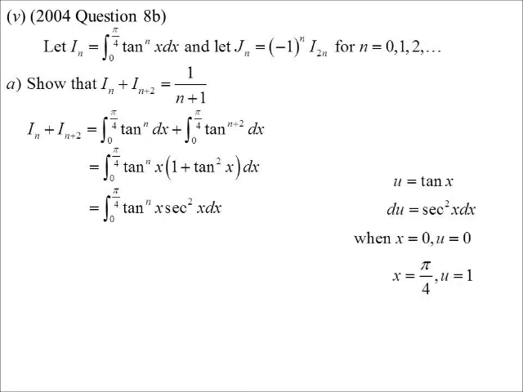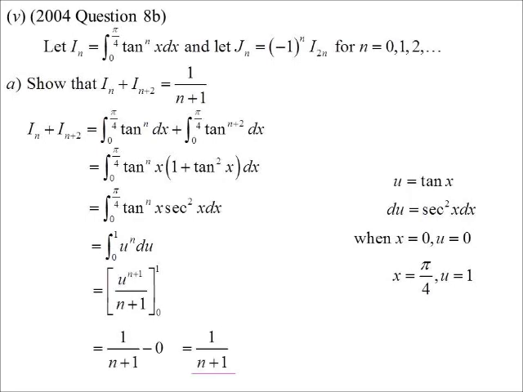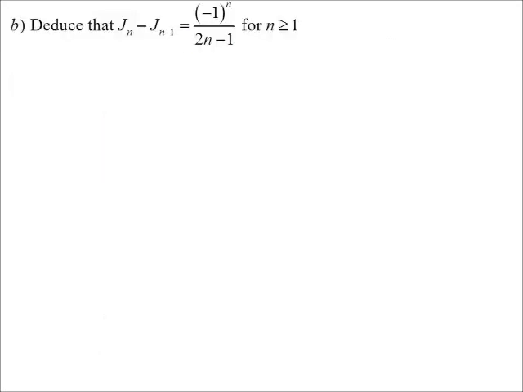So u is tan x, du is sec squared. Change those limits if you want to. U to the power of n du, or you could have, if you notice it, just gone straight away and said, well, that's tan to the power of n plus 1 on n plus 1. Either way, we come up with our answer of 1 on n plus 1. They were the gift marks of the question.